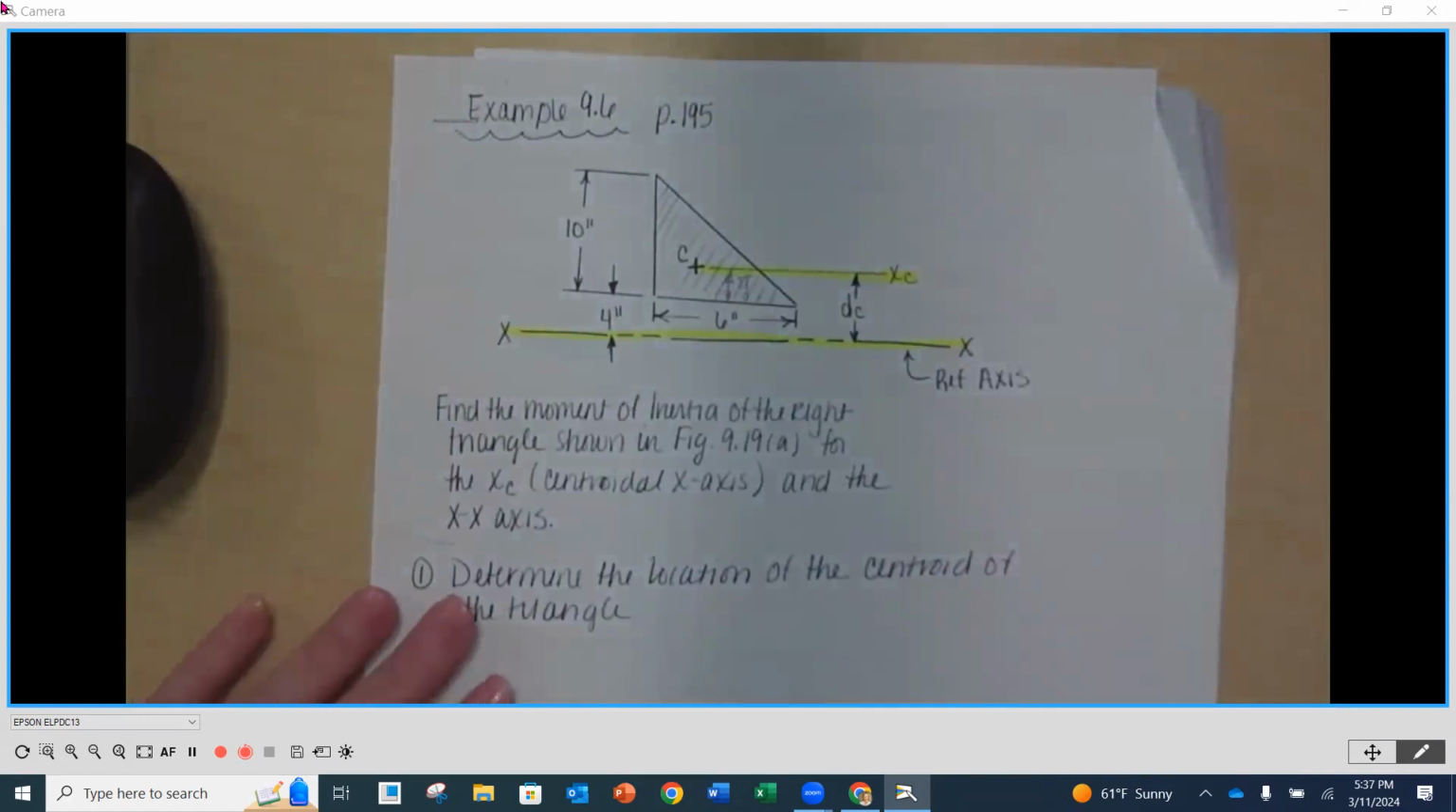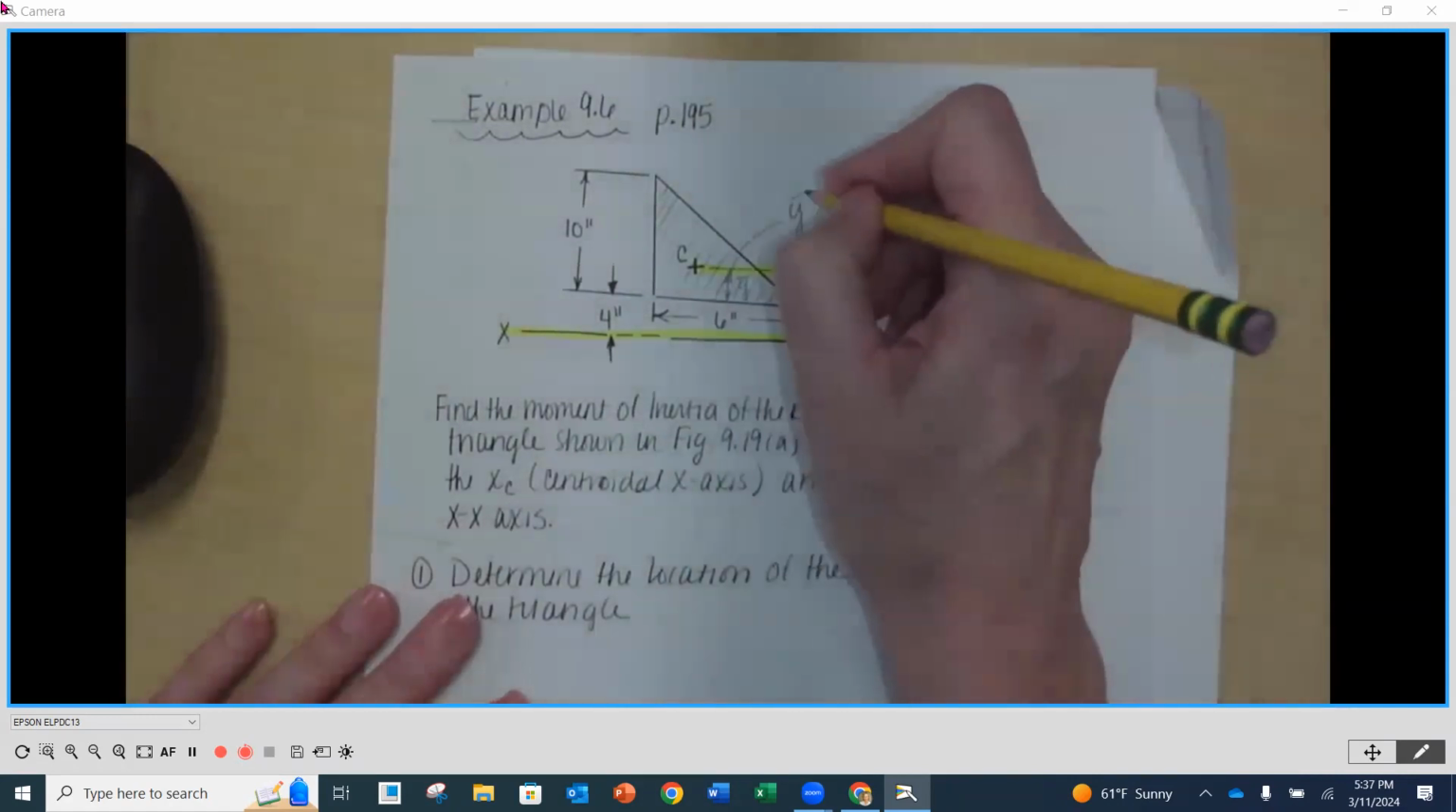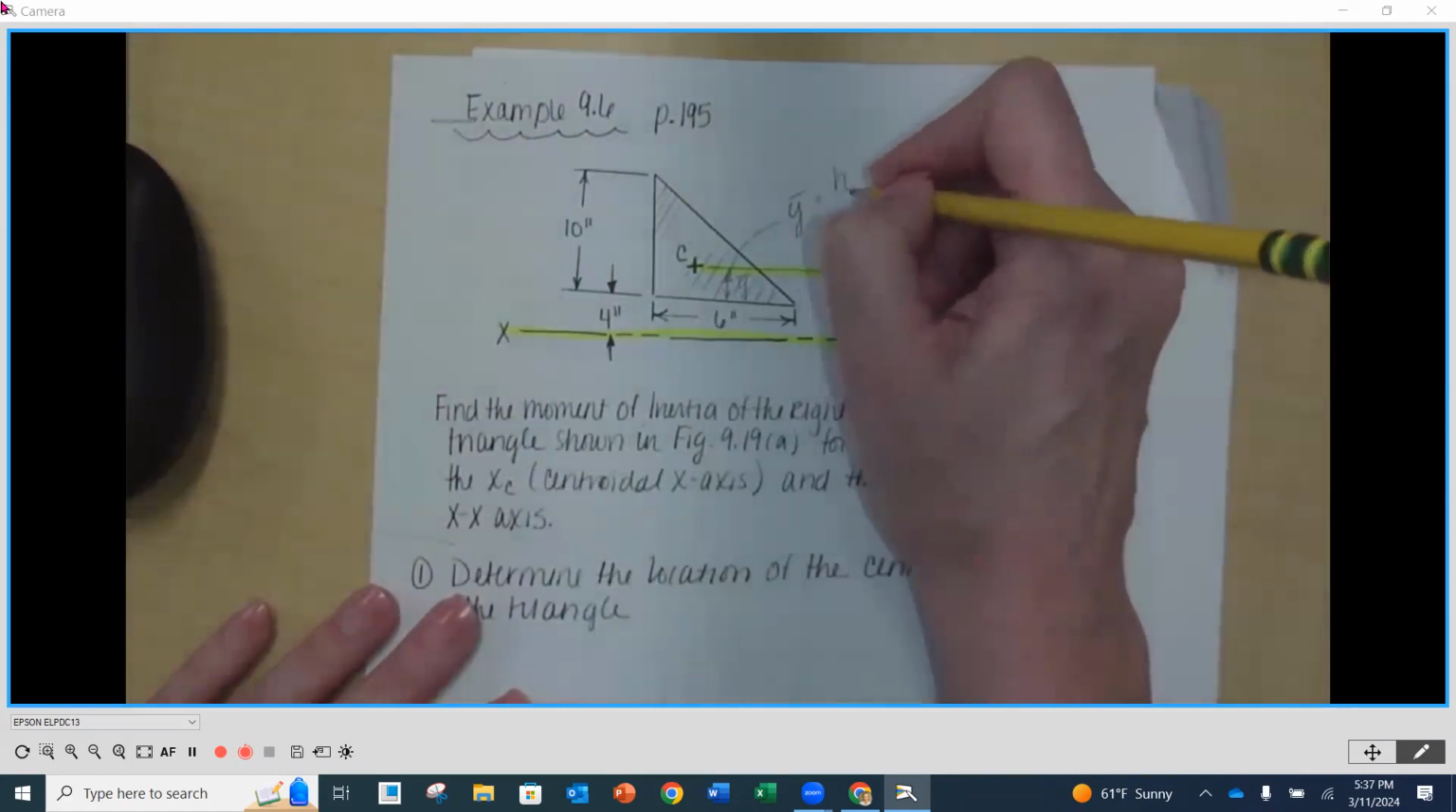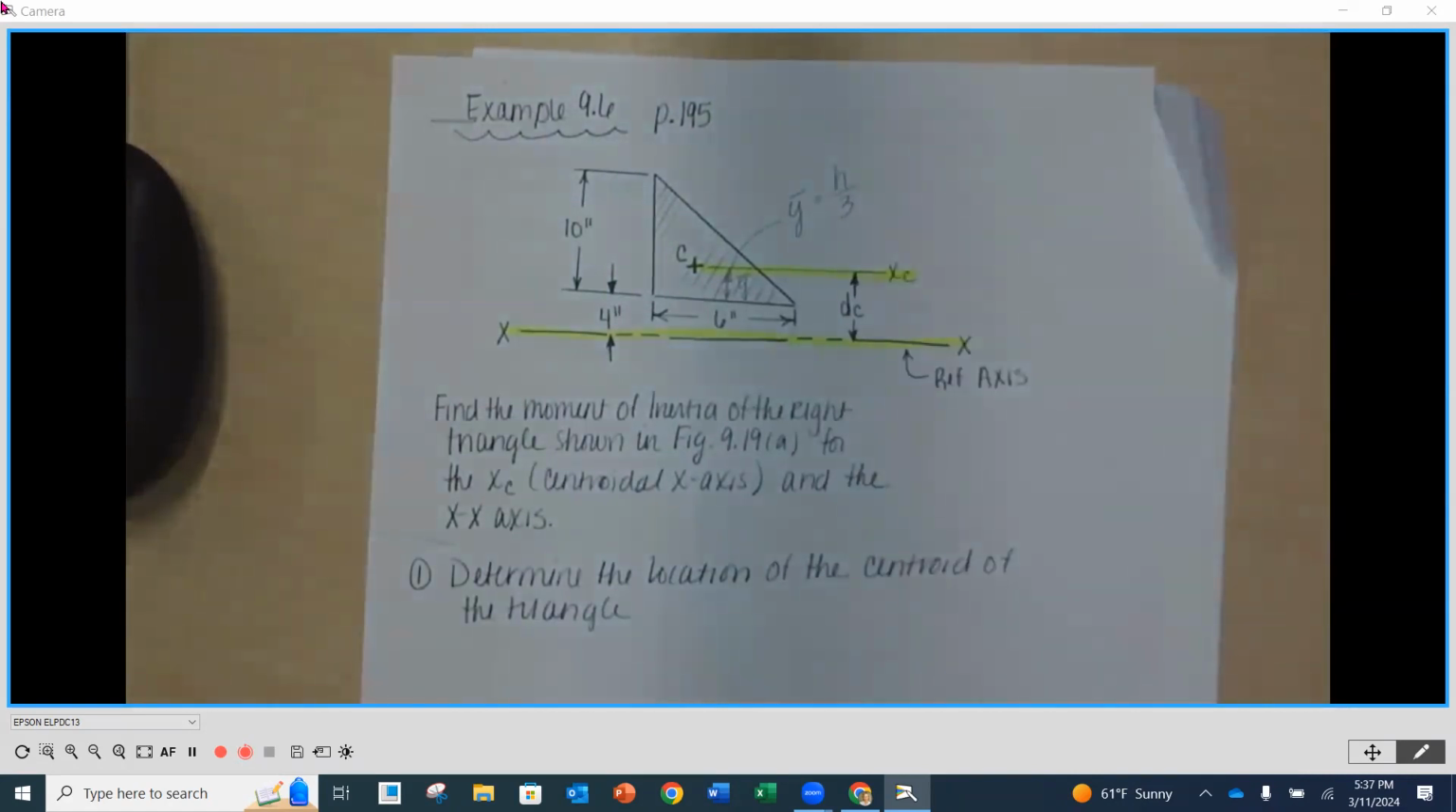Yeah, it's the height divided by 3, right? I'll actually put it up here. Y bar is going to be equal to the height divided by 3, or 1/3 the height of that triangle. If you're not sure, where can you look?